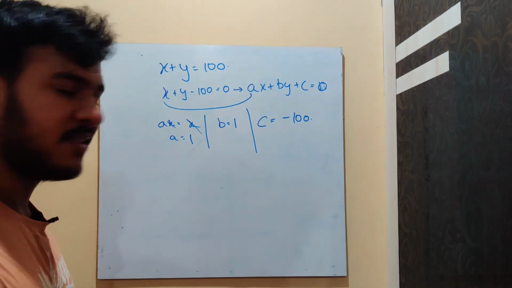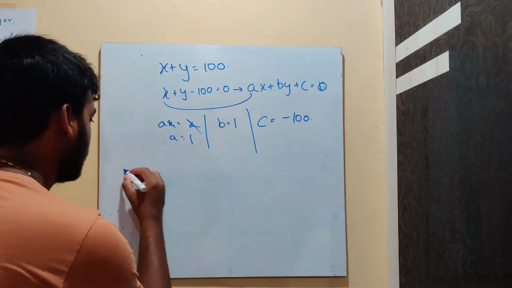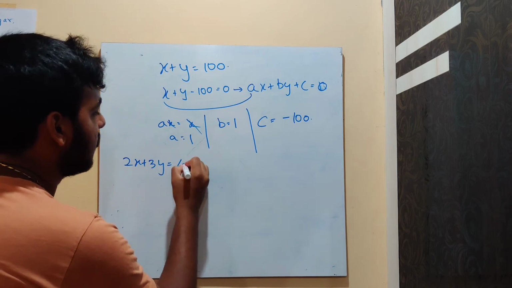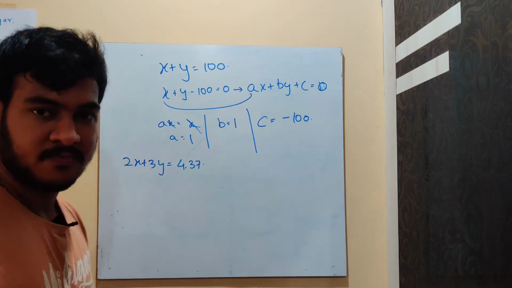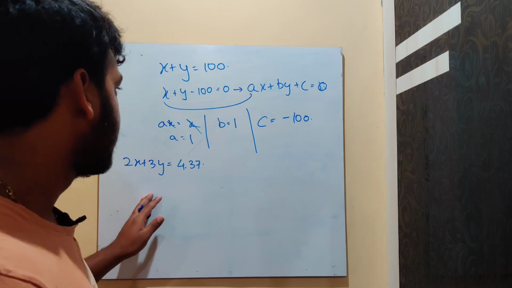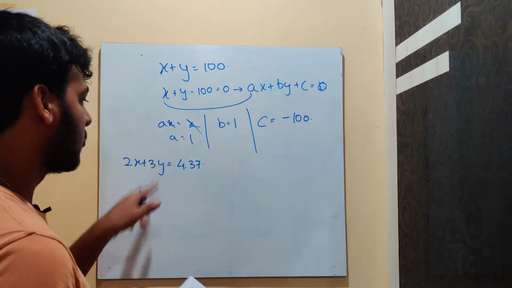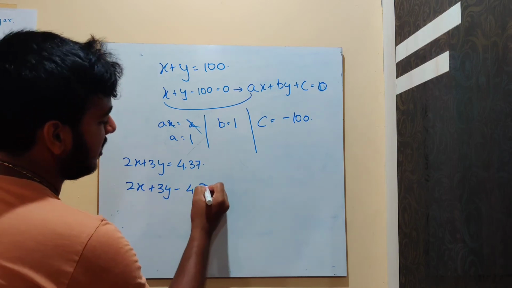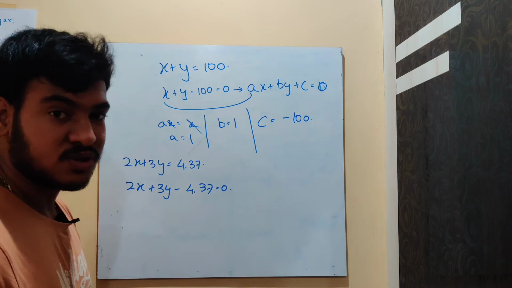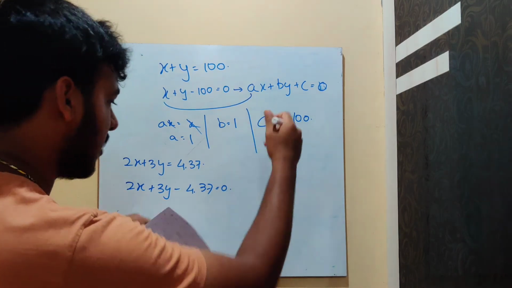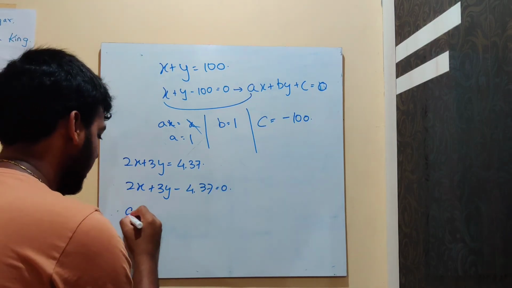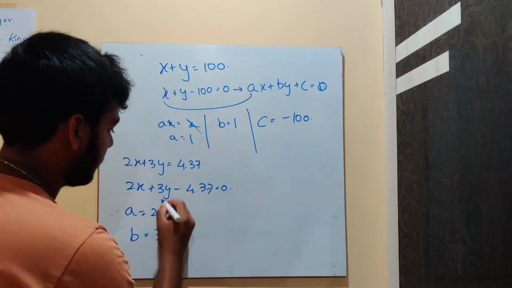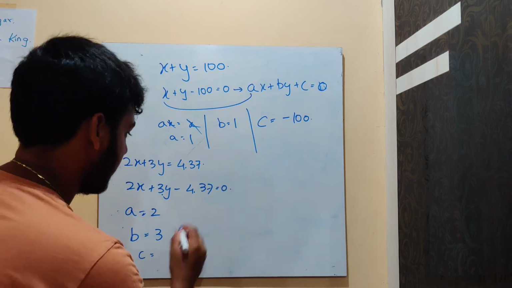So I'll take another example, that is 2x plus 3y equal to 4.37. To convert into this form, I'll get this 4.37 this side, 2x plus 3y minus 4.37 equal to 0. So this is also in the form of this equation. I'll get the values of a, b and c. a I have 2, b I have 3 and c I have minus 4.37.